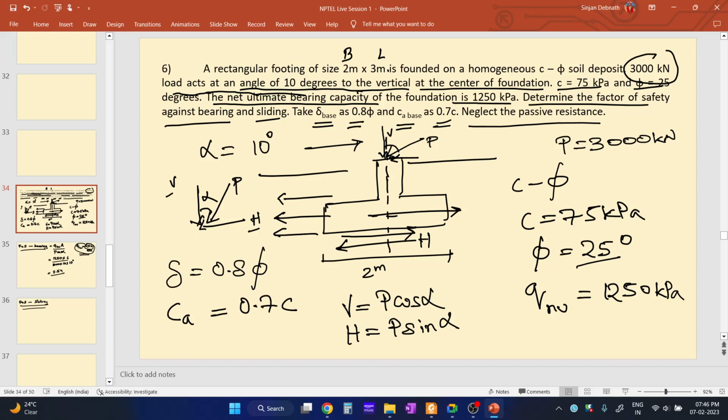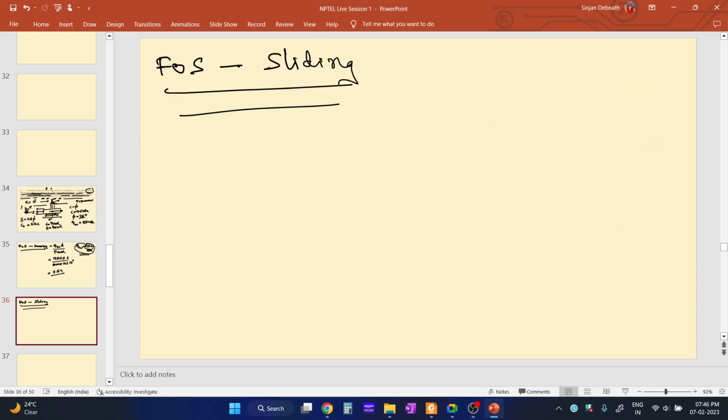But it doesn't happen because soil is providing resistance, and it is much greater than the sliding force. Okay, the force that is trying to make this foundation slide, and the horizontal resistance is much greater. So what is the horizontal resistance? The horizontal resistance of the soil, we denote it by T.